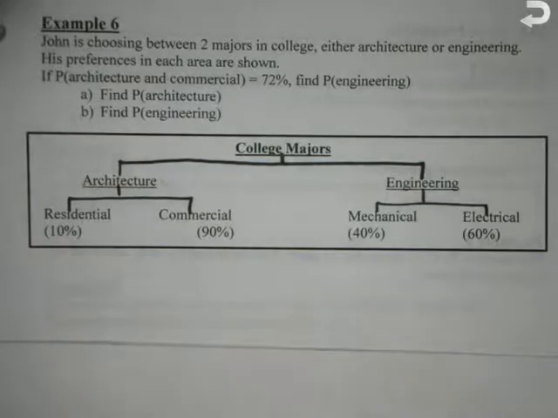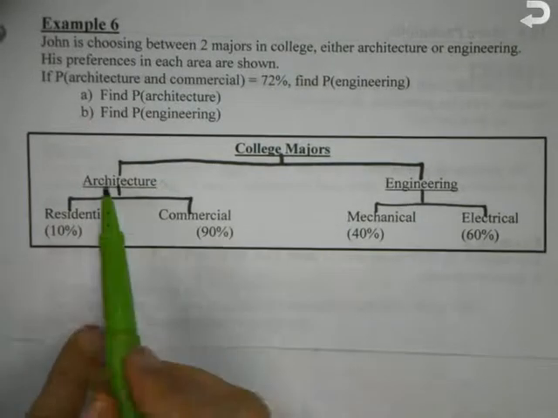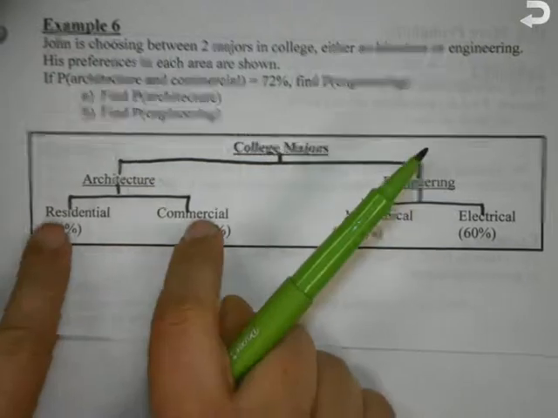Let's say he picks architecture. Now he has two choices between residential or commercial. Which one does he like better? Commercial, right? But 10% plus 90% still gives me 100. Yeah. So if he picks architecture, now he has two choices, and those should add up to 100.